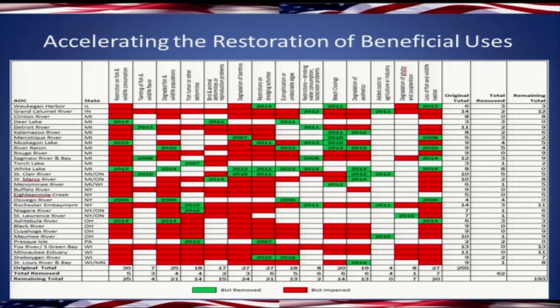So while we've made significant progress on restoring beneficial use impairments in recent years, given the amount of red that's still present on this chart, we still have a ways to go before we can declare victory.